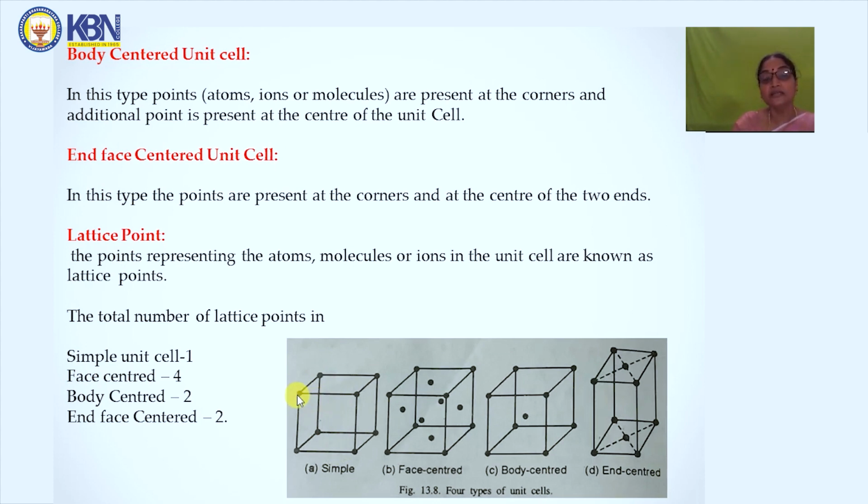Here the atoms, ions or molecules, which are considered as points, are present at the corners of the unit cell. See, like this, only at the corners the points are present.